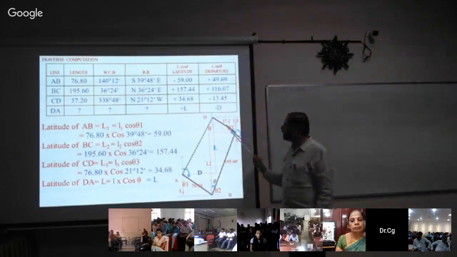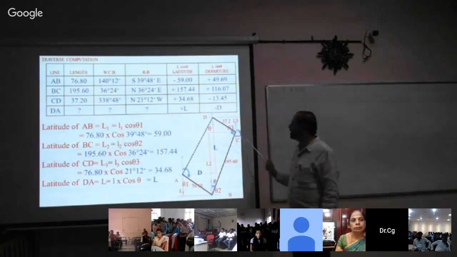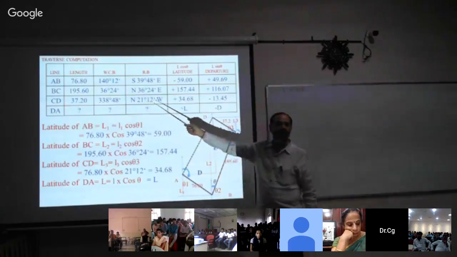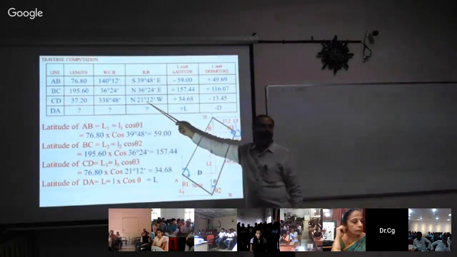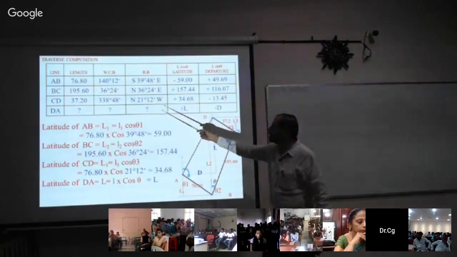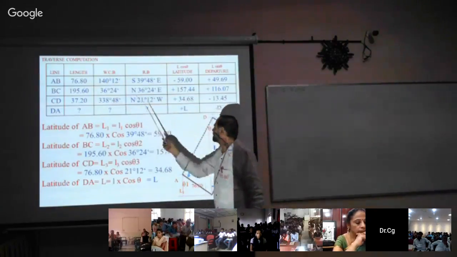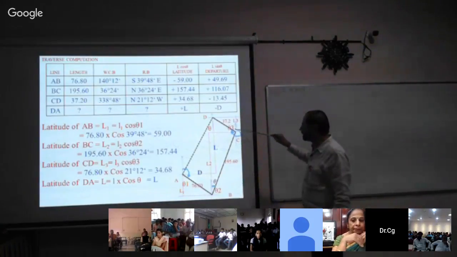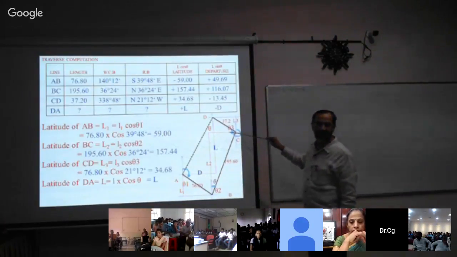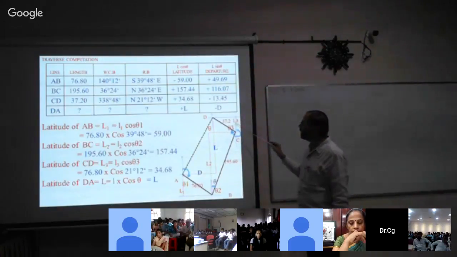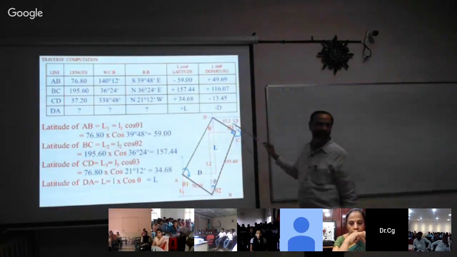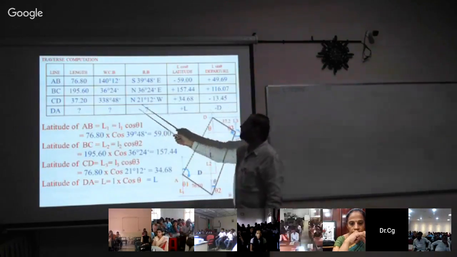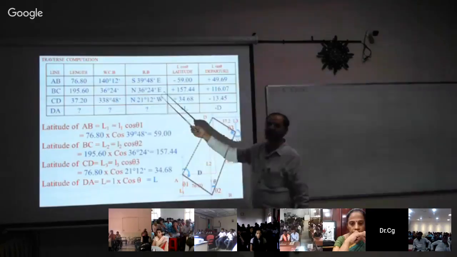Similarly, if you take the third line, that is CD. The whole circle bearing of CD is 338 degree 48 minutes, measured from the north direction to the line. Now let us convert this into quadrant circle bearing. It is 360 minus 338, which gives 21 degree 12 minutes.